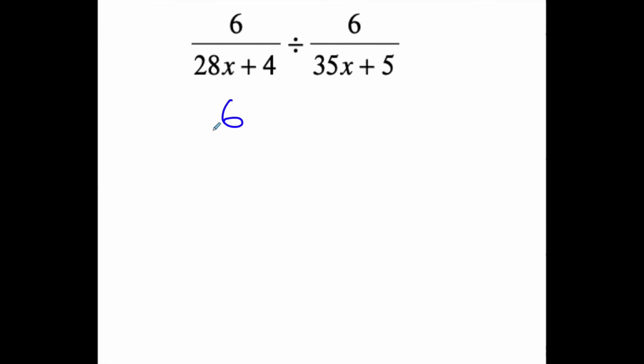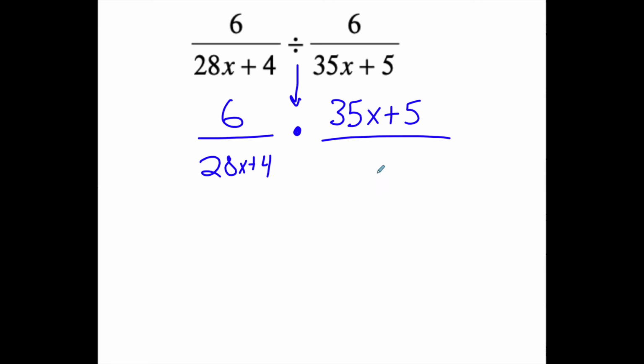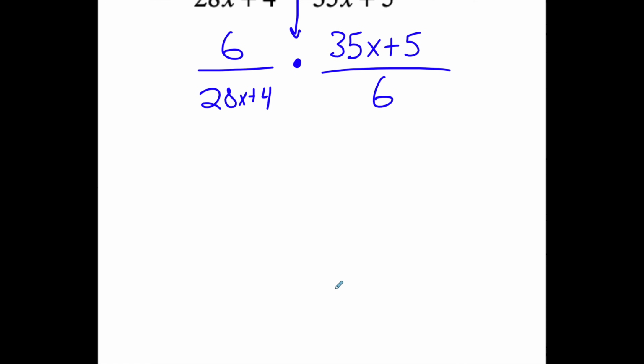So again, we're going to keep the one on the left. The one in the middle, we're going to turn into multiplication, and then we're going to flip. Oops, I got so excited I did 3x, but what I want is we're going to flip 35x plus 5 over 6. We're going to flip that. Now, we're going to proceed with the multiplication strategy.